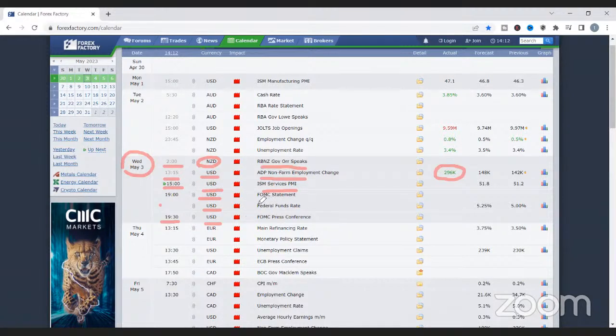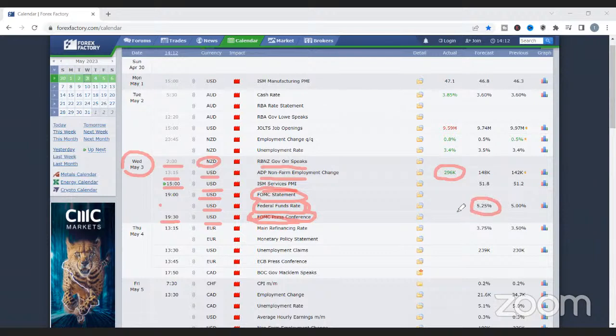The major one for us to take note of, if you are not aware already, is the FOMC, the Federal Open Market Committee, where they're going to be talking about the rate hike, whether they're going to be hiking or not. For a while now, they have been hiking rates, increasing the interest rate based on inflation. If you look over here, the forecast is even 5.25.